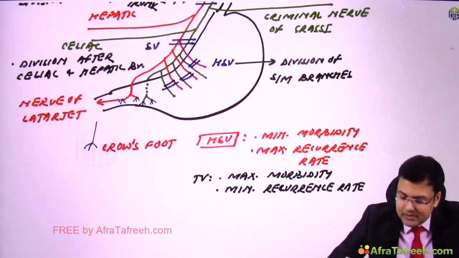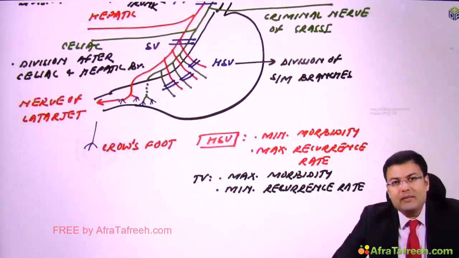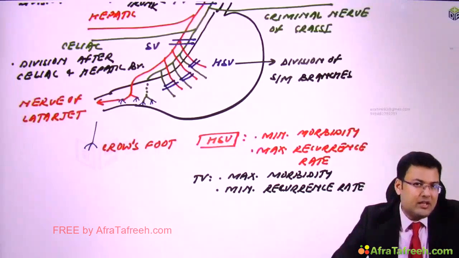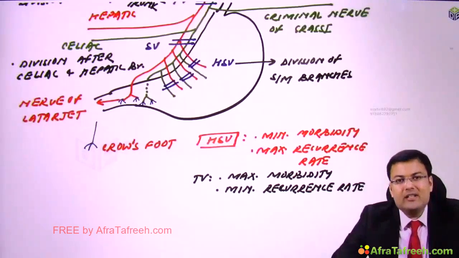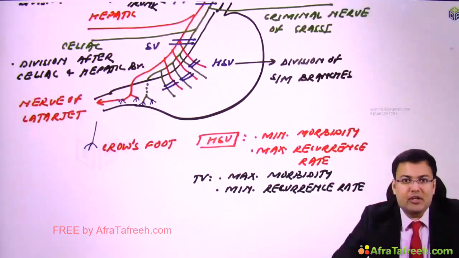There is maximum morbidity but minimum recurrence rate. So these are the questions related to anatomy. Now in detail we are going to discuss a very important topic, and that is peptic ulcer.